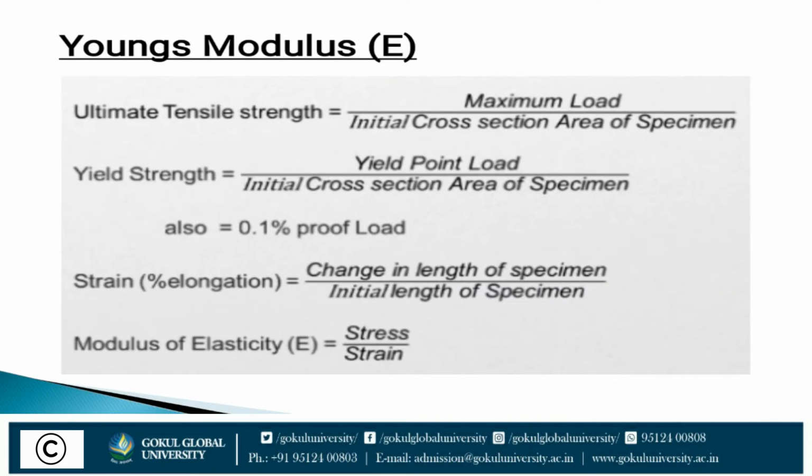Young modulus. Ultimate tensile strength is equal to maximum load divided by initial cross section area of specimen. Yield strength is equal to yield point load divided by initial cross section area of specimen. Also it is 0.1% proof load. Strain is equal to change in length of specimen divided by initial length of specimen. Modulus of elasticity is equal to stress divided by strain.